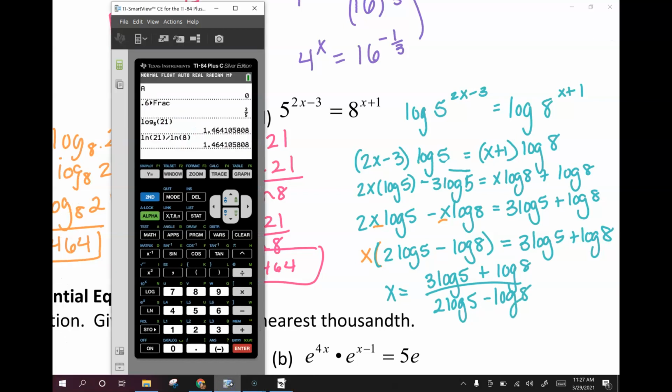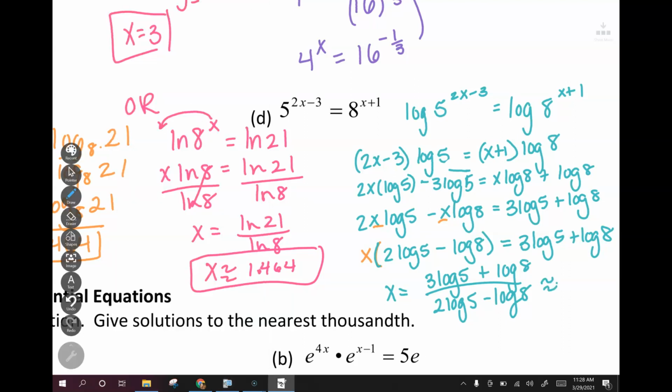Okay, and then we need to type that into our calculator to get the decimal. So 3 log 5 plus log 8, and I'm going to just hit enter there. So that's my numerator, and then 2 log 5 minus log 8. Okay, that's my denominator, so I don't really need to scroll up to grab 3. But 3 divided by, and then scroll up to get that exact value. So 6.062 if we're rounding, so approximately 6.062.